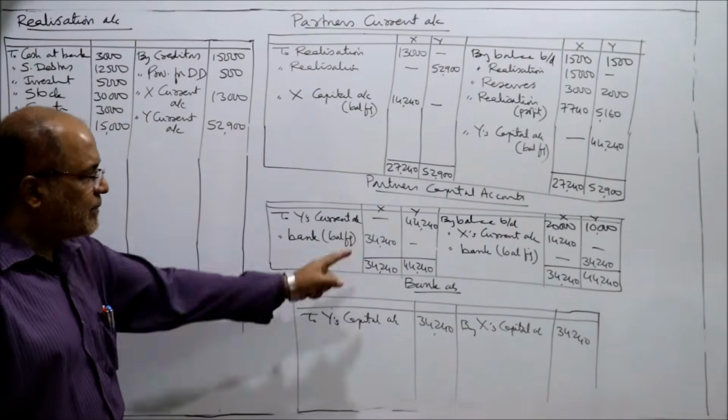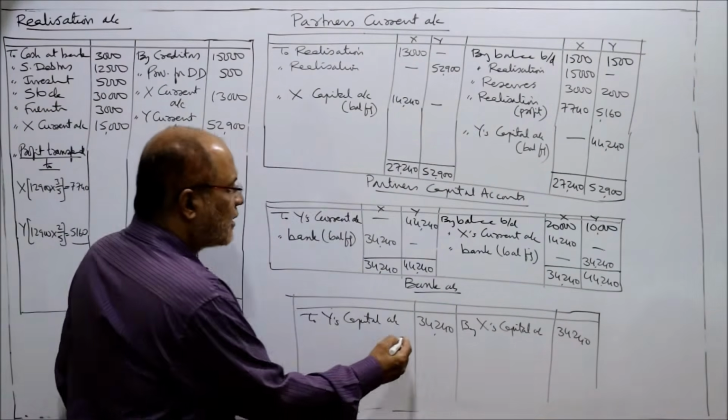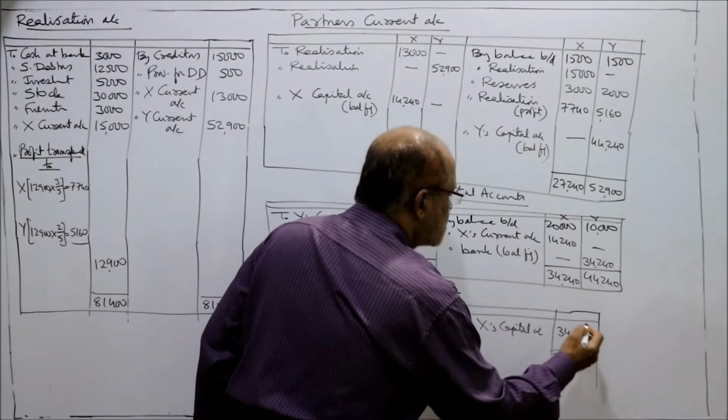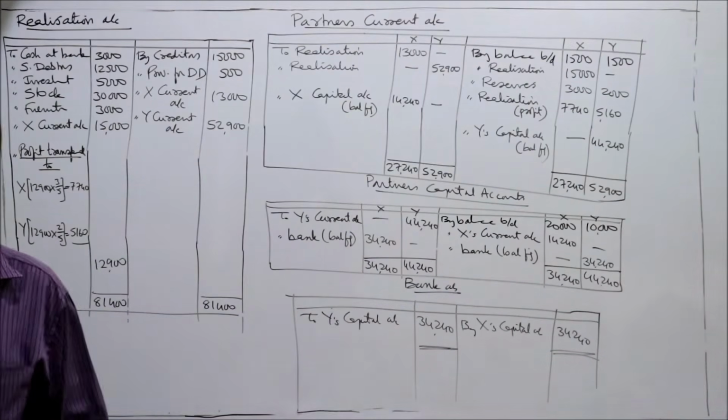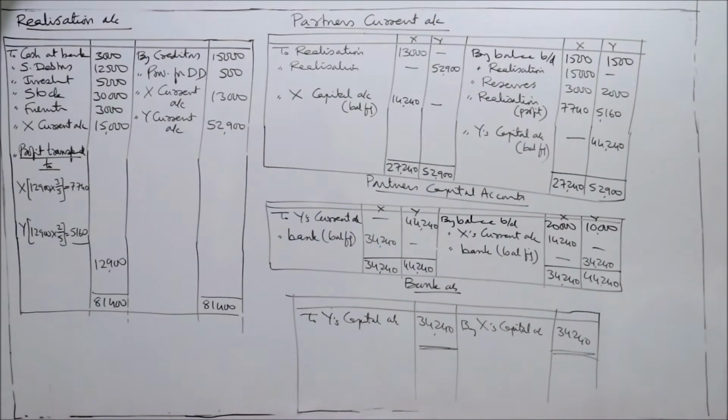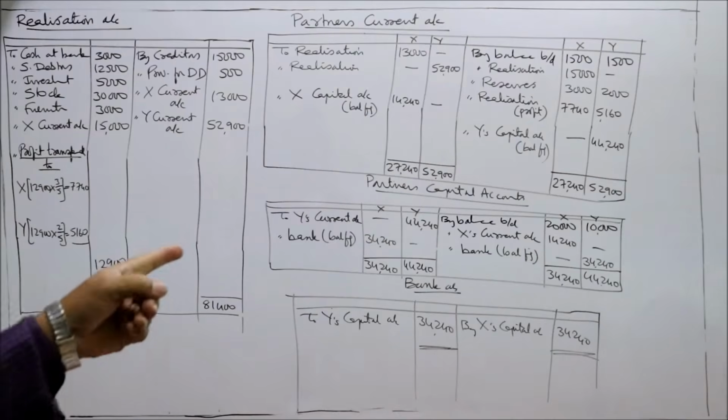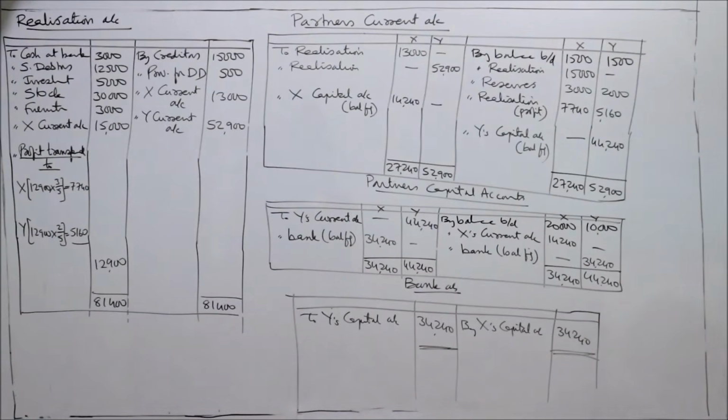That's all. Capital accounts are closed, bank account is also closed. Finished, completed. If you do not commit any mistake, the total all the accounts will get closed. The only thing you have to remember is the journal entries and how to post the journal entries in the ledger accounts. That's the only requirement.